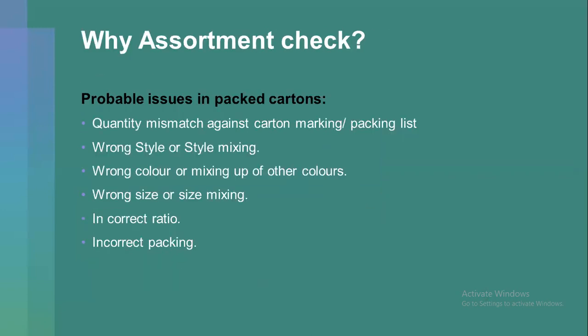So next is the assortment check. In the assortment check, the possible issues we will get are quantity mismatching against the carton marking or packing list. Wrong style may get mixed up, as well as colors. If a quantity has more colors, there are chances of mixing them up with each other. Wrong sizes can be mixed, and then incorrect ratio and incorrect packing method. So these are all the possible issues in packing. That's why we are performing the carton assortment check.